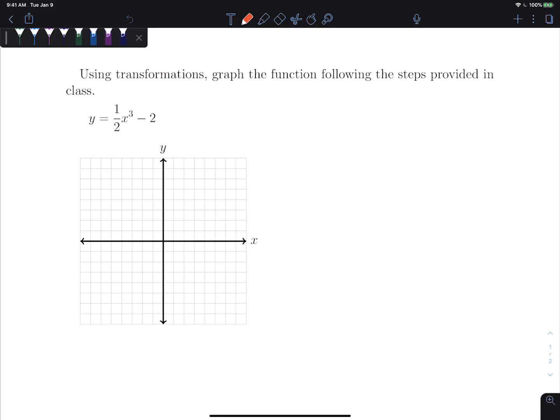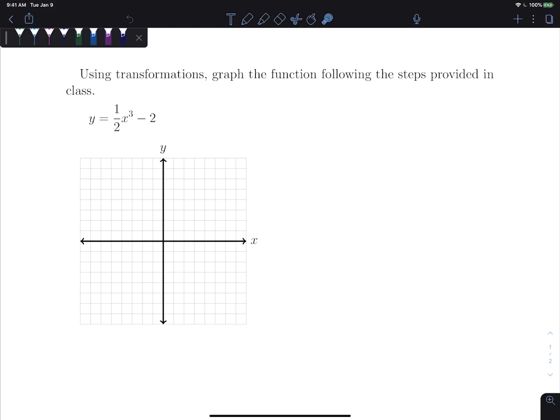Hello. In this video, we'll go ahead and do some more graphing by hand. Using transformations, graph the function following the steps provided in class. So the function is y equals 1/2 x cubed minus 2.